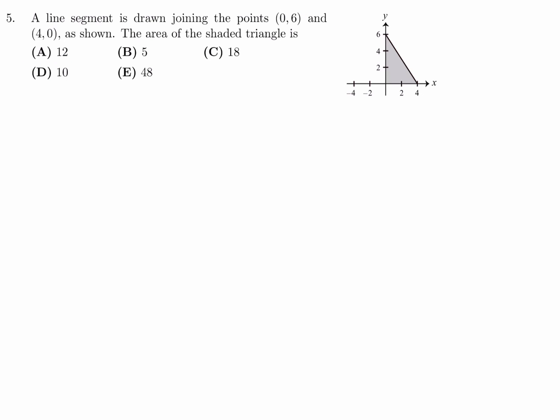A line segment is drawn joining the points 0, 6, and 4, 0 as shown. The area of the shaded triangle is. The area will be 1/2 base times height. This is the base, which looks like 4. And this is the height, which is 6. So 1/2 base times height would be 1/2 times 24, which is 12. So number 5, the answer is A.